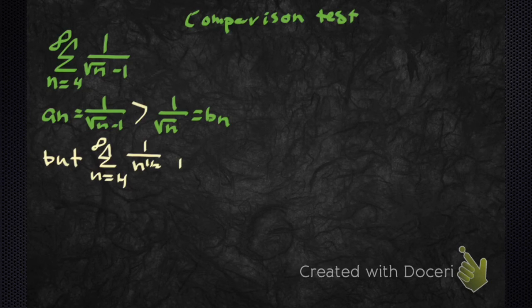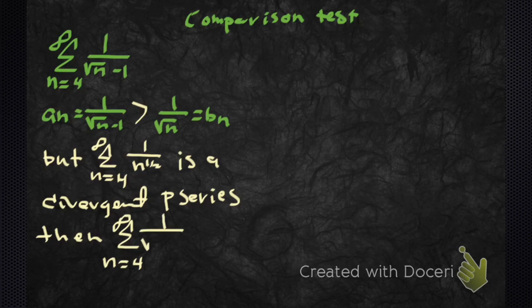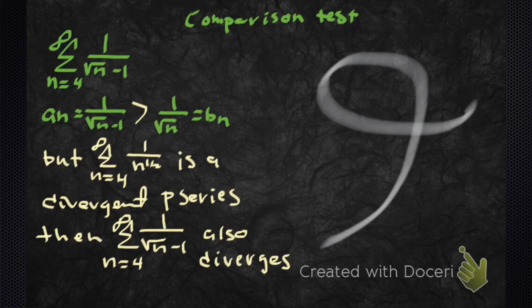But that guy is a divergent p-series. So since we have it bounded below by a divergent p-series, and that one diverges, then so does the one that's above it. And that's the comparison test.